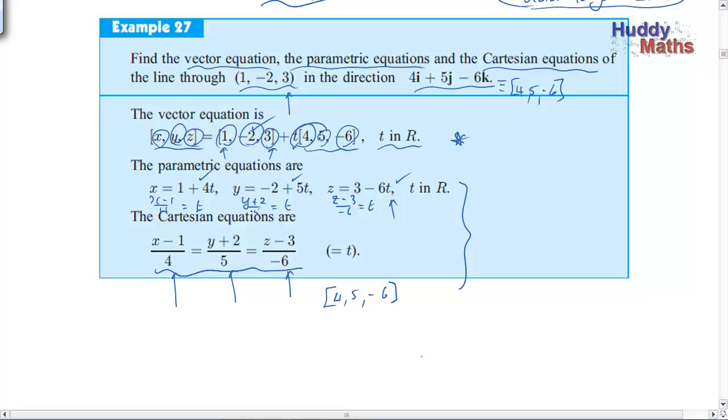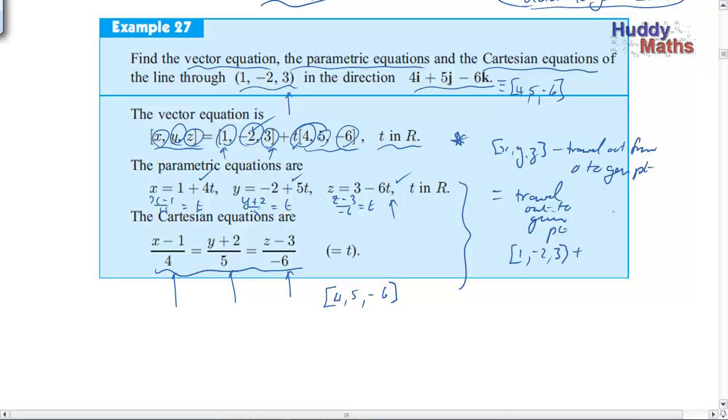I really do think that the simplest way of looking at this is to think of x, y, z as travel out from O to the general point, wherever that might be, and that's equal to travel out to a given point from O, so that's this sort of thing, and then move along back to that general point by t lots of the direction vector. Okay, I think it's a simple way of thinking.